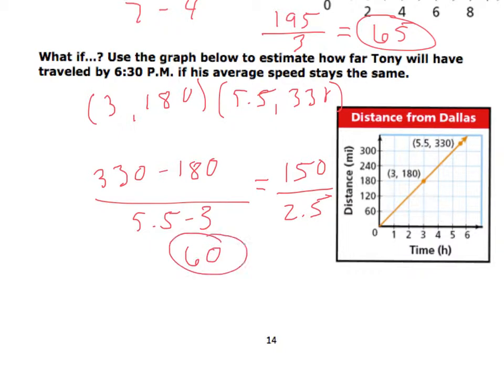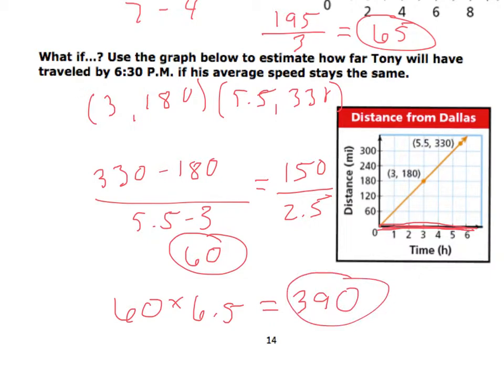Okay, so your slope of this line would be 60, but we want to know how far Tony has traveled by 6:30 p.m. So if you look at your graph, by 6:30, you'll have traveled 6.5 hours. So we're going to take our slope and multiply that by 6.5. And if you do that, that would give you 390 total miles traveled by 6:30 p.m.